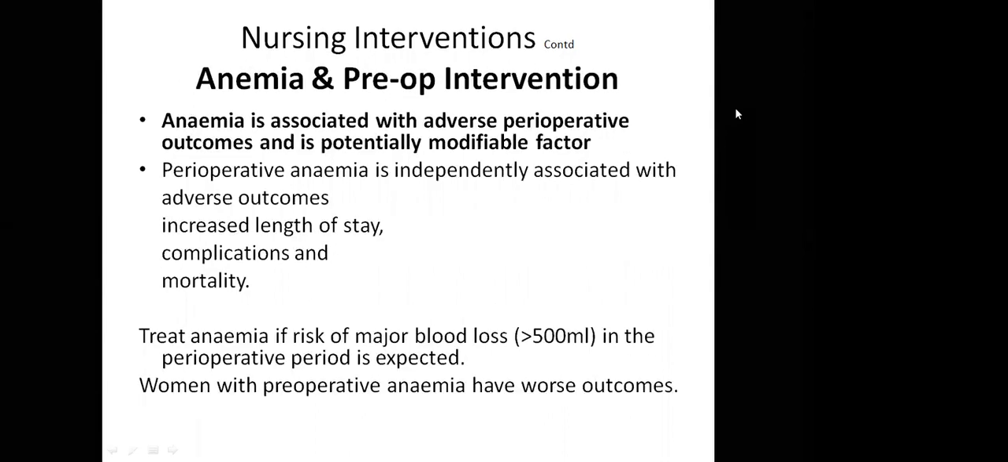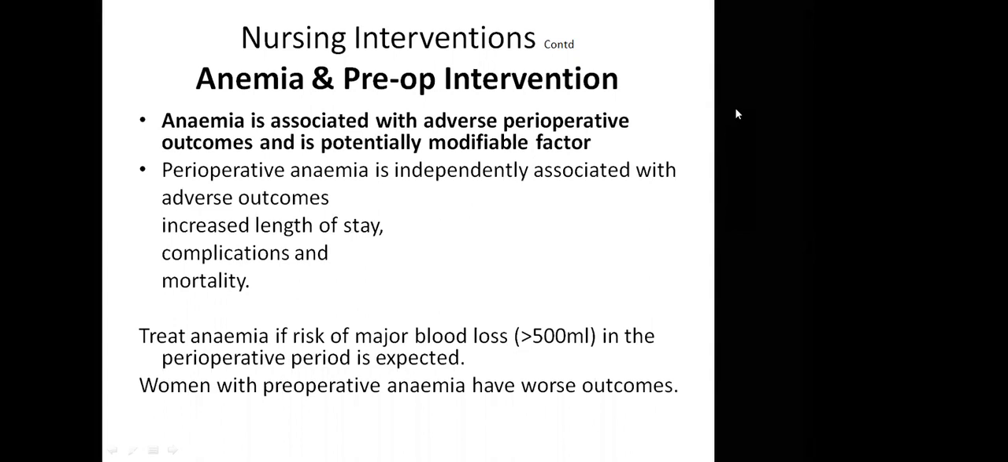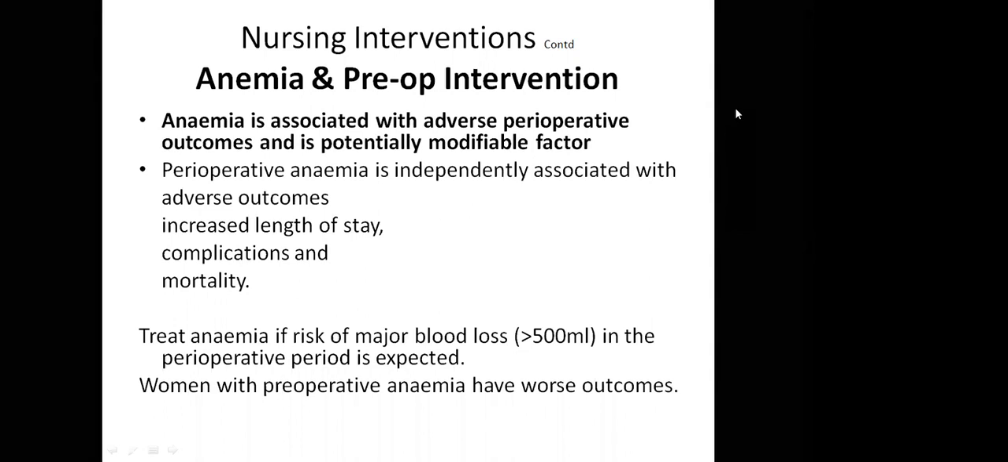Anemia is an important part, because oxygenation to the body is done through the blood. And if there is less blood, tissue hypoxia will be there. So if there is anemia, that should be corrected. And if you think there will be a loss of 500 or more of perioperative blood, then anemia correction should be your priority.